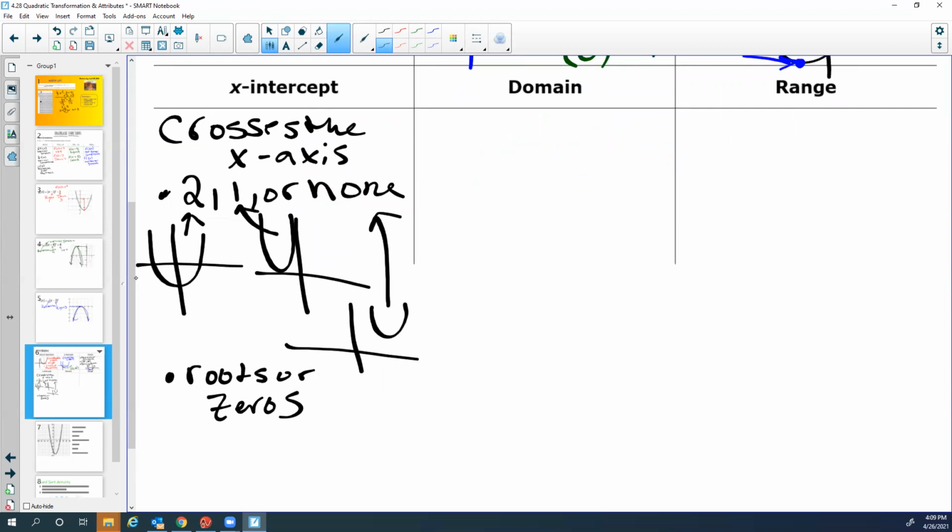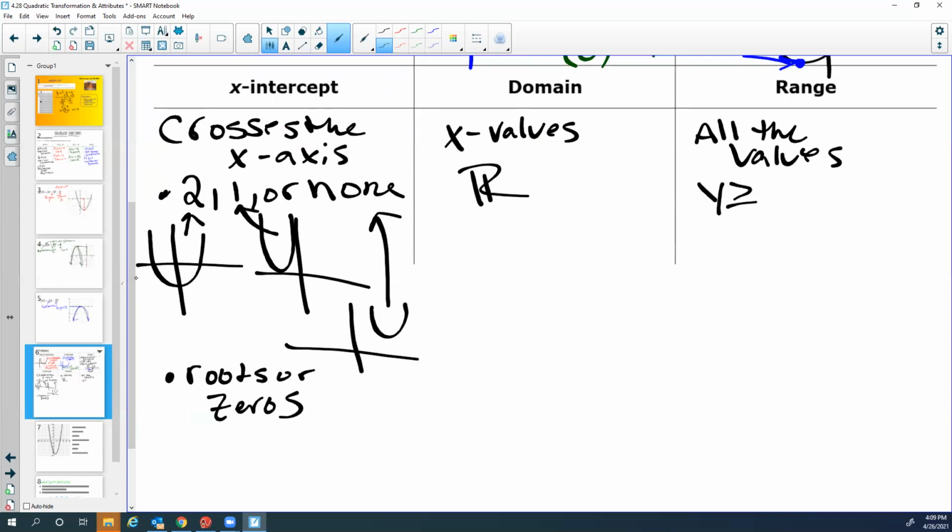Your domain are the x values on your parabola. Your range is all the y values. When it comes to your domain, as long as it's not real world, it's all real numbers. Your range is either y is greater than or equal to a number, or y is less than or equal to a number, and that number there is the y value of the vertex.